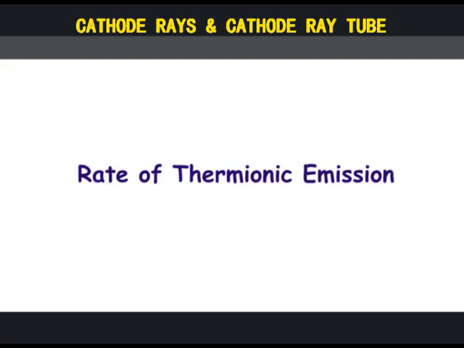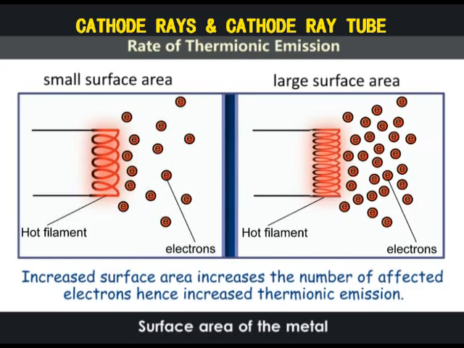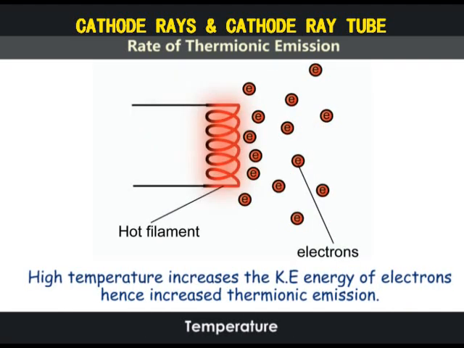The rate of thermionic emission depends on the surface area of the metal, temperature, and the type of metal. When the surface area is increased, the rate of thermionic emission increases due to the increased number of electrons that are affected. When the temperature increases, the rate of thermionic emission increases, and this is because more electrons will gain enough kinetic energy to break free from the metal surface.